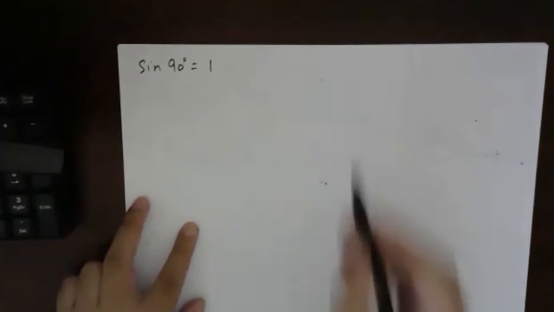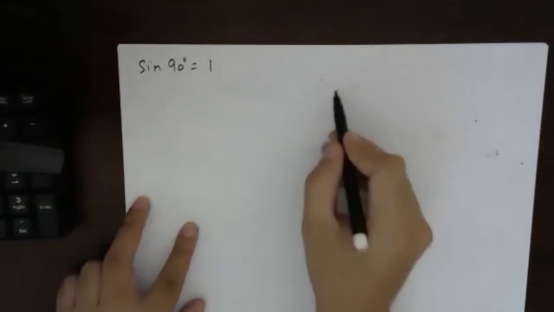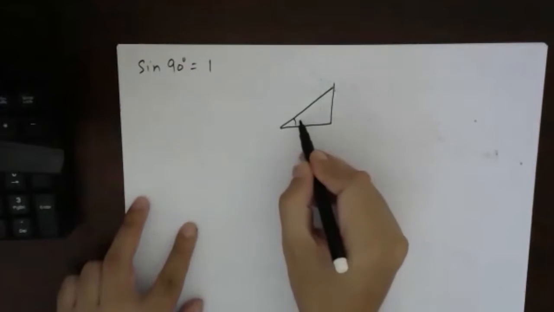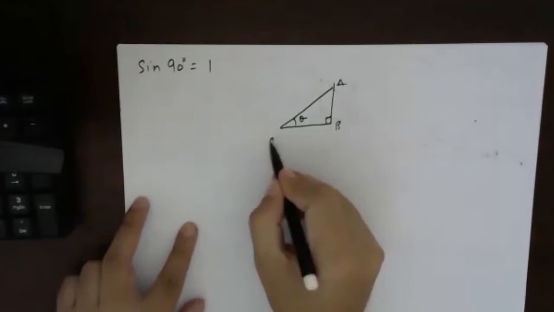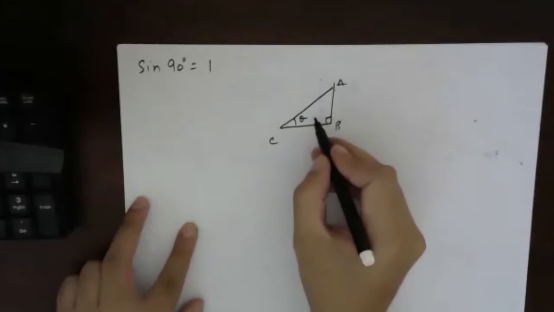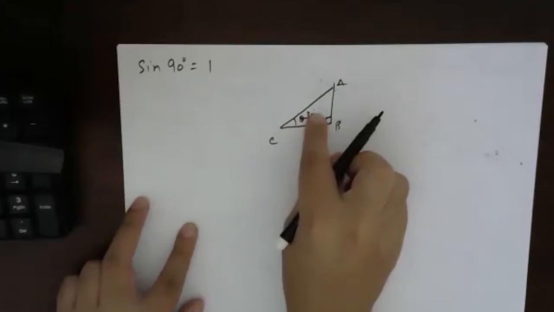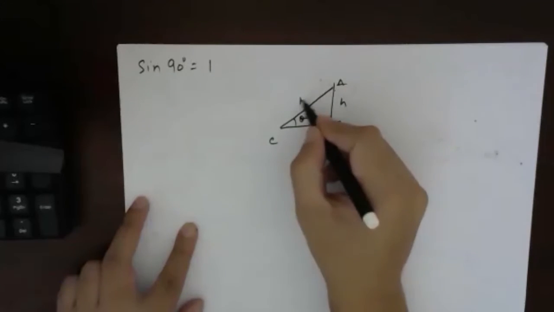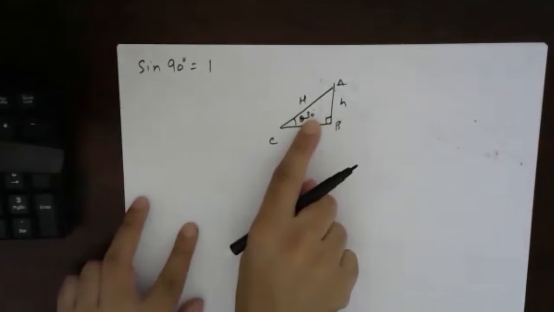Now let's see. Suppose you have a triangle like this, where this is theta, this is 90 degrees, and this is A, B, C. So this is sine 90. Let's say this is 30 degree, again 30 degree. This is h, this is the base, and this is the hypotenuse. Now what will happen? How can you make this 30 to 90 degrees?